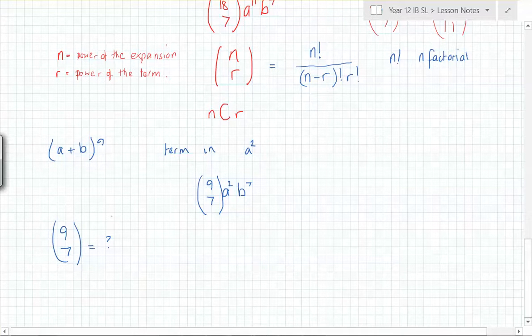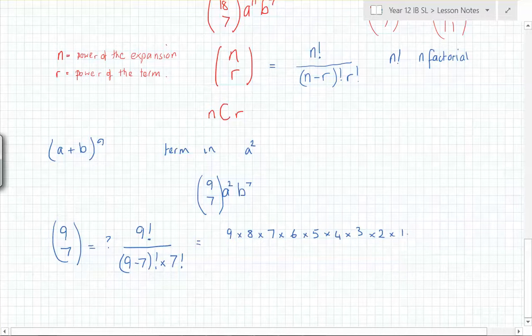So, how do we use it? Well, in this case, if I want to know what 9C7 is, I have 9 factorial over 9 minus 7 factorial times 7 factorial. Okay? Now, of course, that doesn't help you know what factorial means, but Nikita did just say what it means. It's 9 times 8 times 7 times 6 times 5 times 4 times 3 times 2 times 1, all over, what's 9 minus 7 factorial?